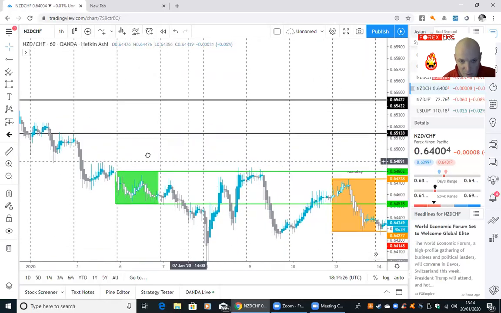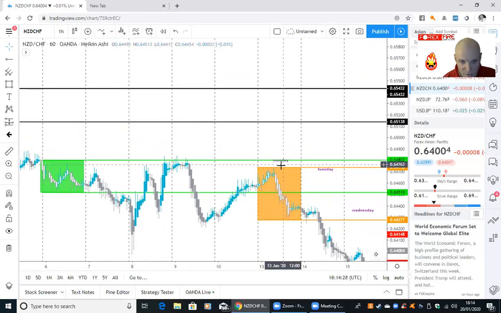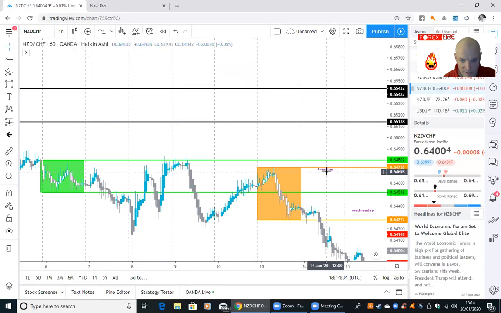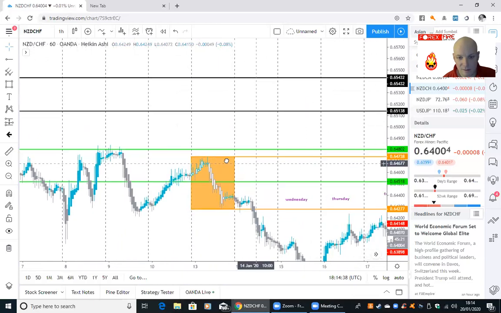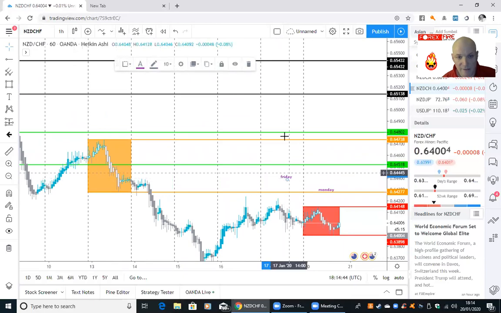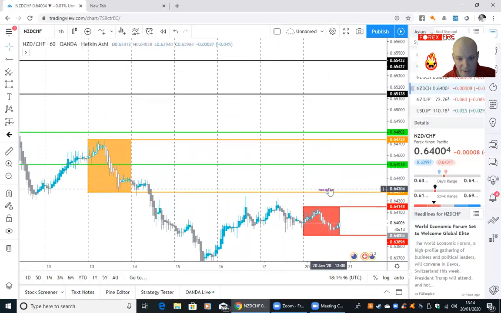So what we're going to do, we're going to go back and get rid of each of these days. This was just to show you, to differentiate the different session breaks. Now we've got the Monday's candles done.